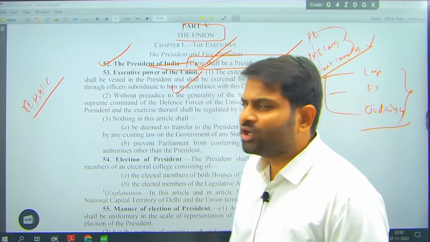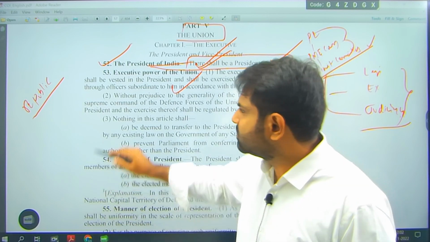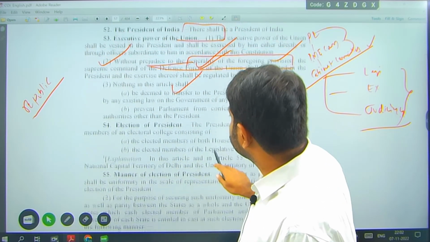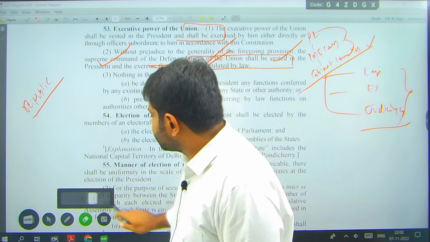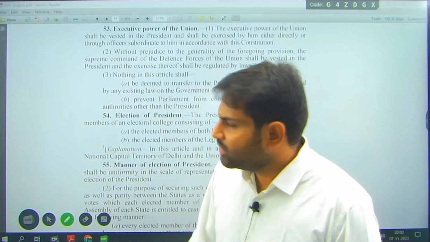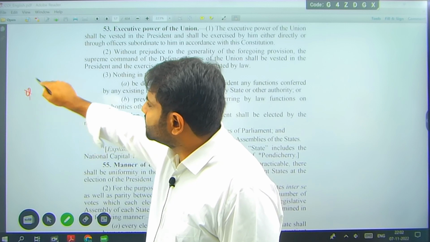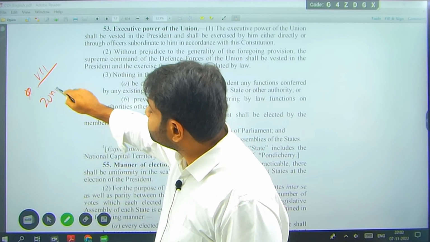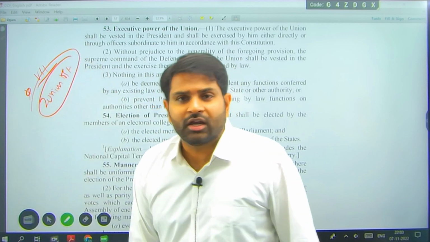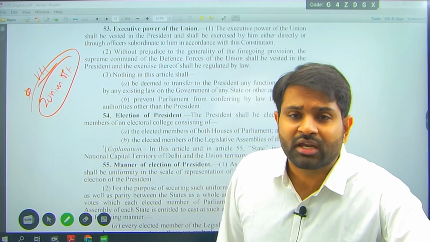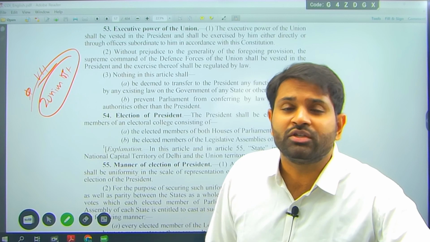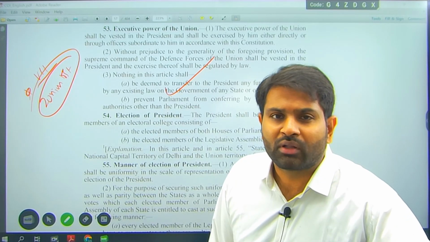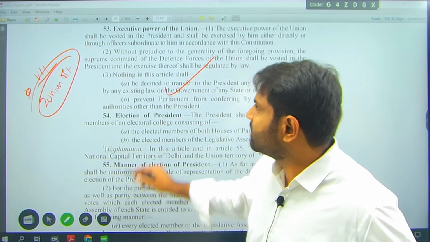Article 53, executive power of Union. What is the executive power of Union? The executive power of Union extends to the seventh schedule, the Union list. In the seventh schedule of the Indian Constitution, we have the Union list. In the Union list, we have the extent of power. What are the different subjects on which we have power? That is mentioned in Article 53.